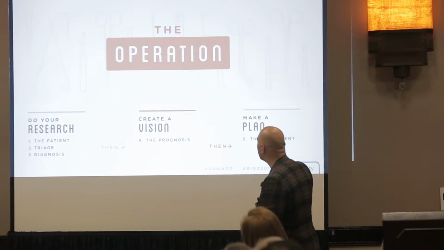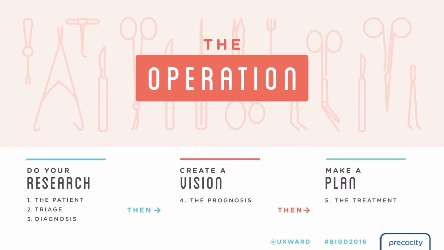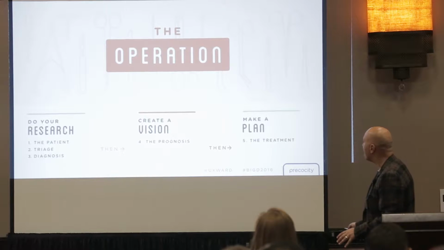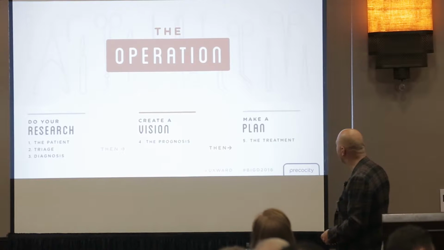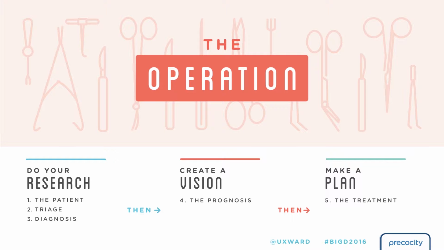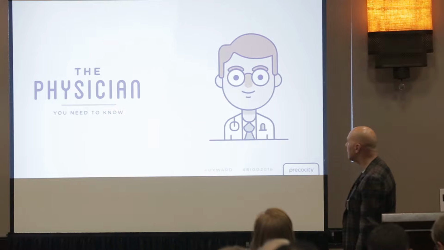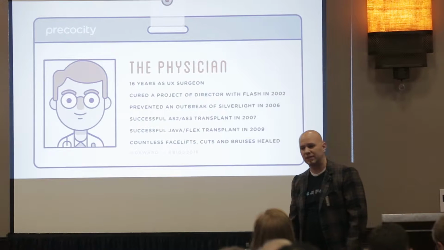Okay, so to start, first I'm going to tell you what I'm going to tell you, right? We're going to talk about doing research. This should be old hat to most of you who are into UX and whatnot. And we're going to look at the patient, do some triage, diagnose what's wrong. Then we're going to create a vision. We're going to come together with a prognosis on how to solve things. Then we're going to make a plan, or how are we going to effectively treat our patient.